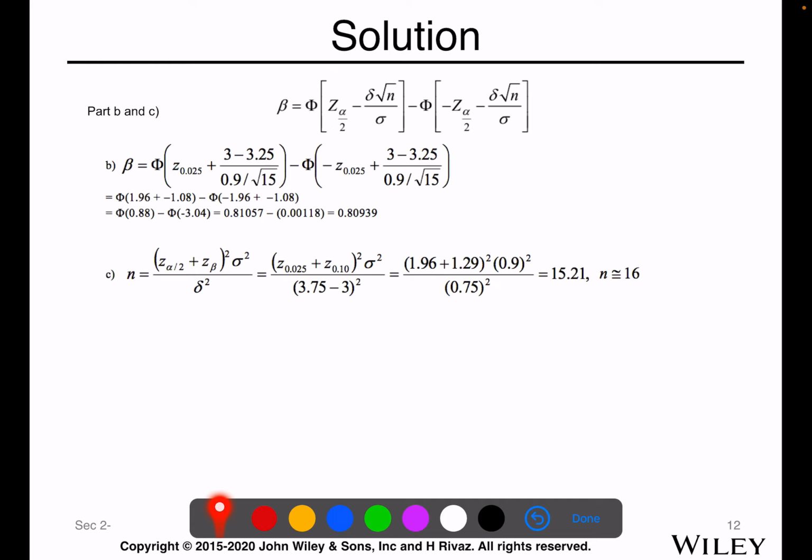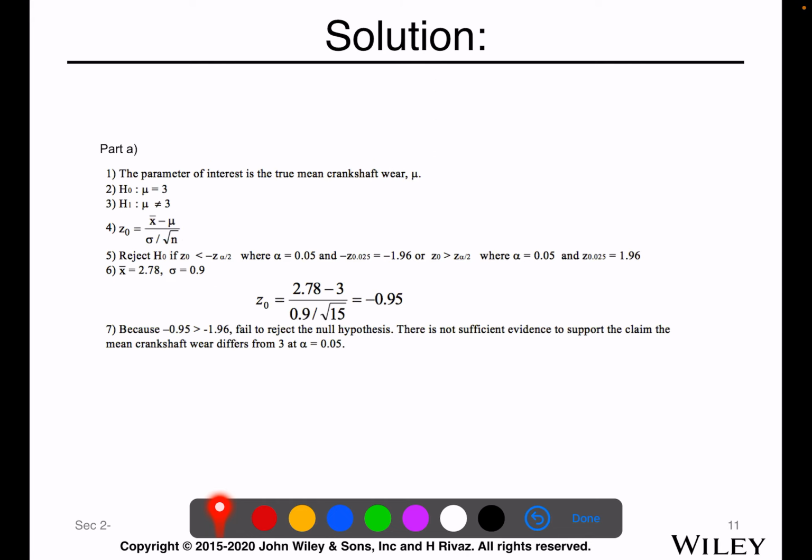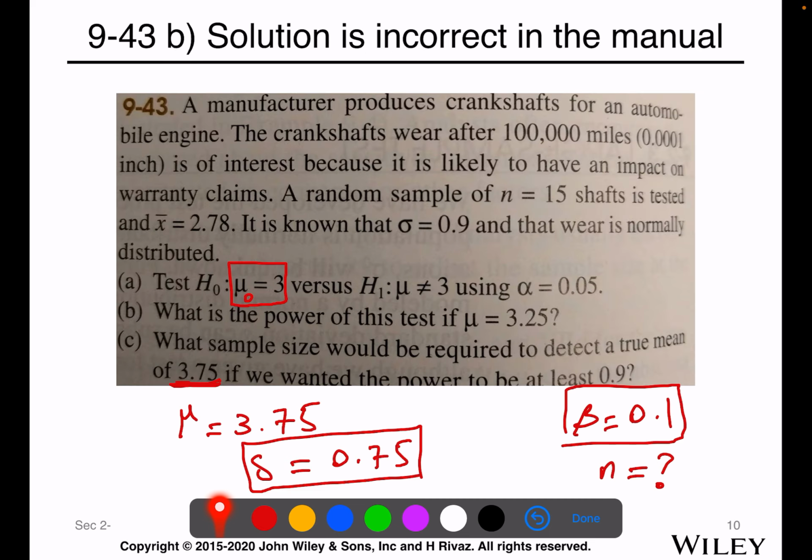I'm a bit confused because they say the power is at least 0.9, but we have the beta. Yeah, so beta is 1 minus power, or power is 1 minus beta, right? So when the question says we want the power to be 0.9, that means beta is 0.1, because power is 1 minus beta. Was that your question? No.